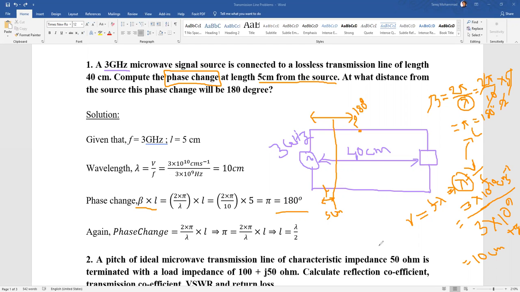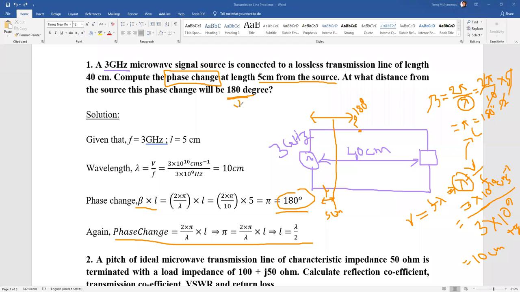You understand it? Check this again. The last line of the question, sir. Yeah, last line. This line. At what distance from the source? Question, sir. At what distance from the source will this phase change be 180 degrees? Okay, so see, at the 5 centimeter distance, you have found that this is 180 degrees, right? So you can say that at the 5 centimeter distance, it would be 180 degrees.